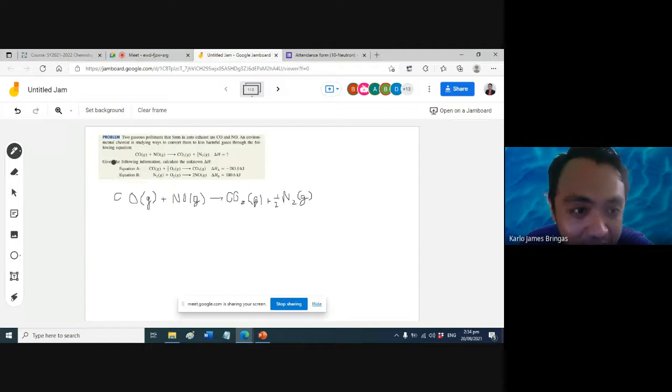So in here, we have the following given information. So looking at equation letter A, can you suggest what we're supposed to do for equation A? Para lang ma-achieve natin itong CO on the reactant side. So is there anything that we need to do para sa equation A?